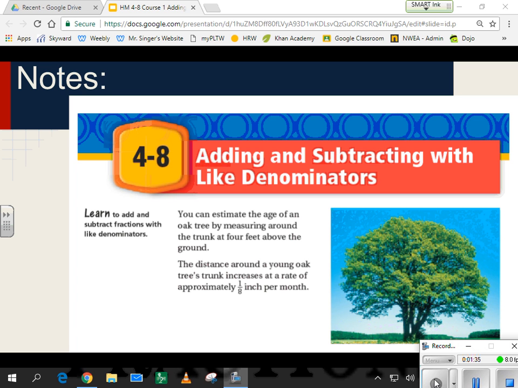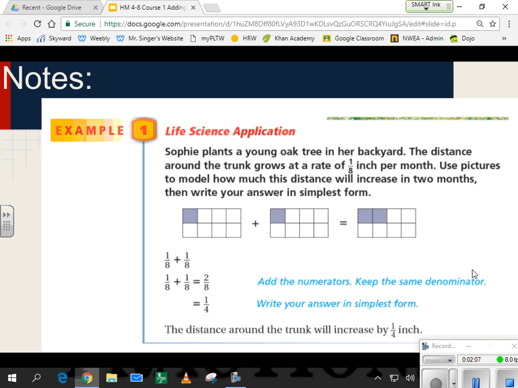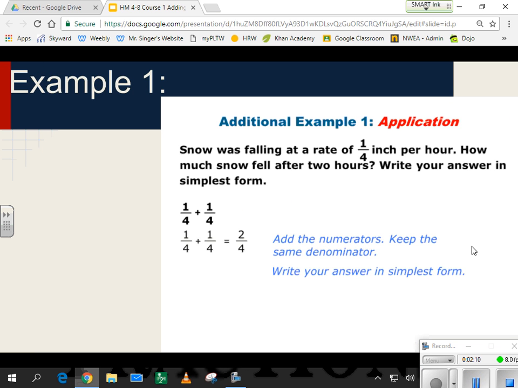It says you can estimate the age of an oak tree by measuring around the trunk at 4 feet above the ground. The reason why you go up so high is because that's where the trunk is showing its best growth. So the distance around a young oak tree's trunk increases at a rate of approximately 1/8 inch per month. So 1 month is 1/8 inch, another month, another 1/8 inch, and so on. If we know that the denominator here is going to be the same every time, we call that a like denominator scenario. Let's get into our first example. So let's see what you can do when adding or subtracting with like denominators.